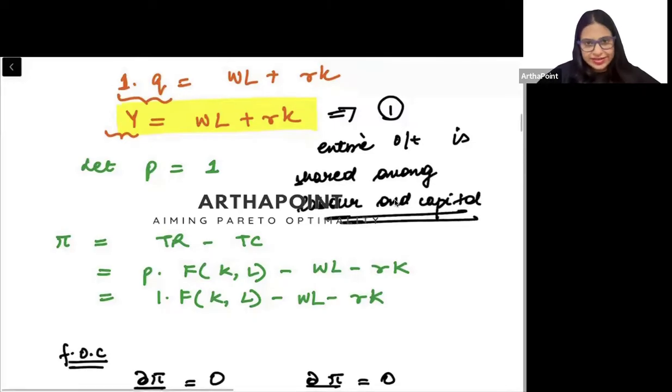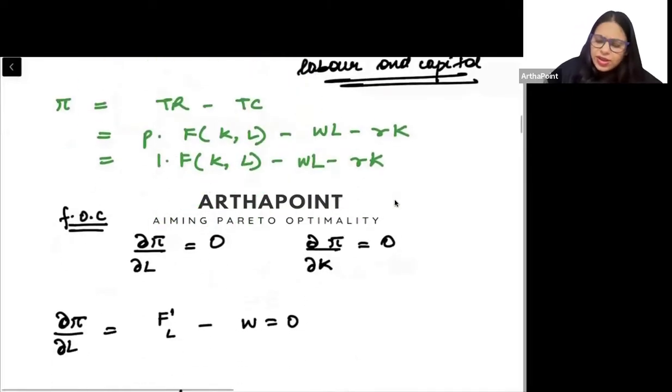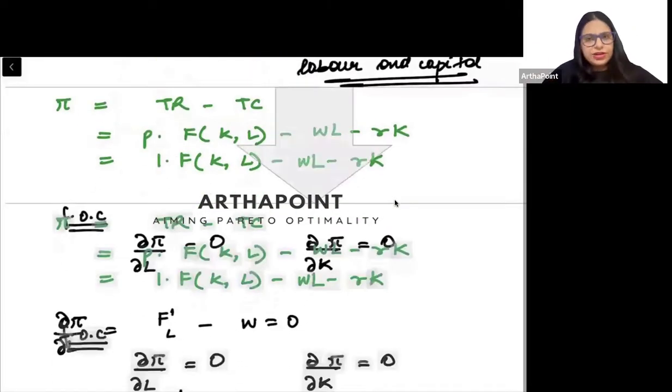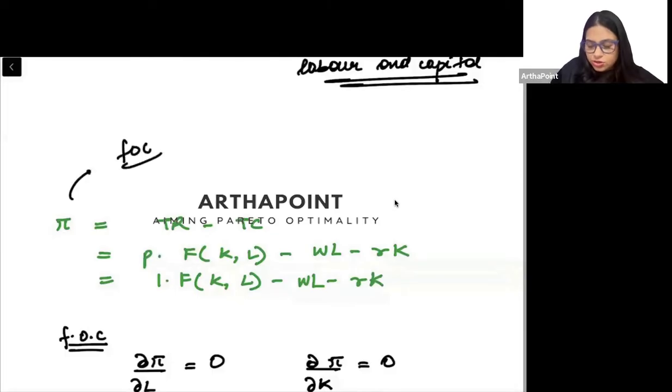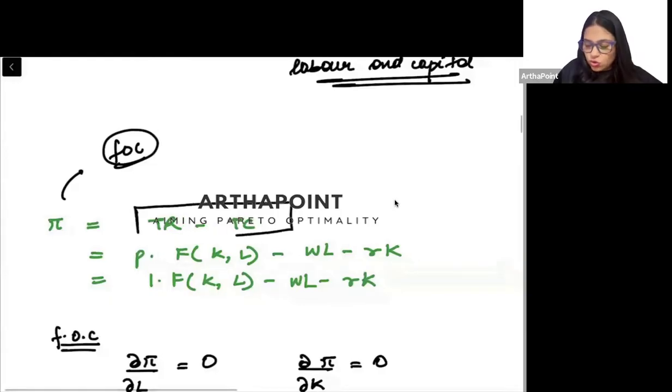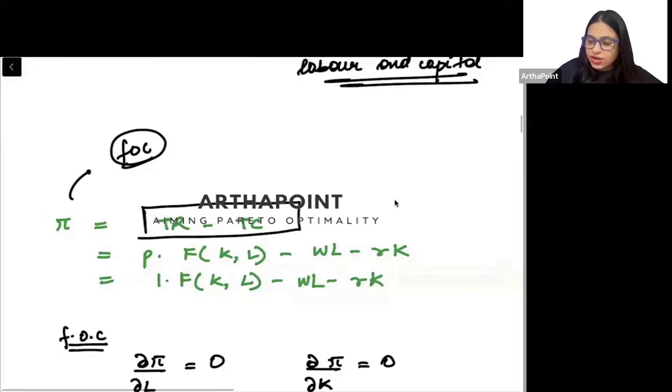Acha, let's take this a little further. Now, any firm, whether it is perfect competition or not, will always want to maximize its profit. हमेशा वो अपने profit को maximize करने की कोशिश जरूर करेगा. How do you maximize your profit? Very simple. You find the first order condition. So here, in this particular profit equation, profit क्या है? Total revenue minus total cost. Total revenue क्या है? Price into quantity. Total cost क्या है? WL plus RK.